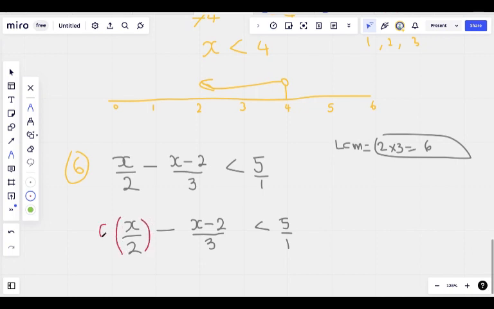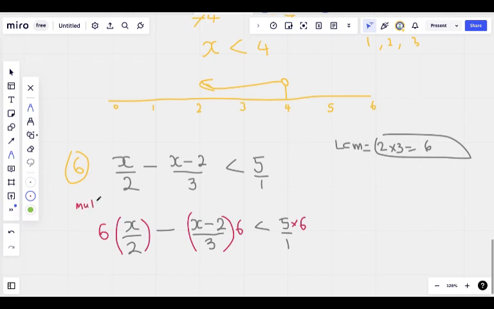I'll say multiply by 6. The whole of this fraction, I'll multiply by the LCM of the denominator. Say multiply by 6. And then here, I say multiply by 6. That's it. That's the first step. So the first step means multiply through by the LCM.